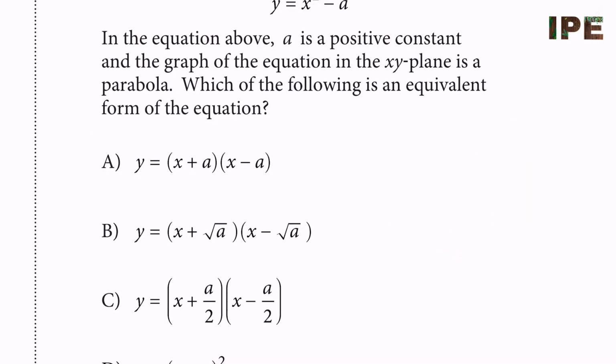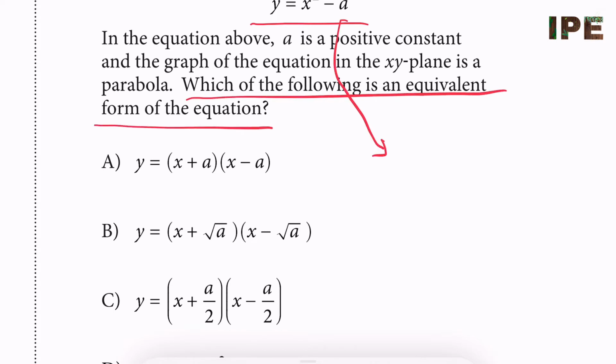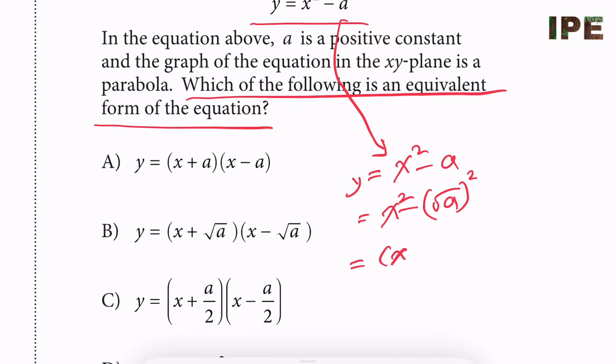So B. The equation is given, looks like function y equals x squared minus a. Which of the following is an equivalent form of the equation? Because x squared minus a is x squared minus root a squared. It's a squared minus b squared form. What is the formula to factor a squared minus b squared? A plus b, a minus b, right? So a plus b means x plus root a. A minus b means x minus root a.